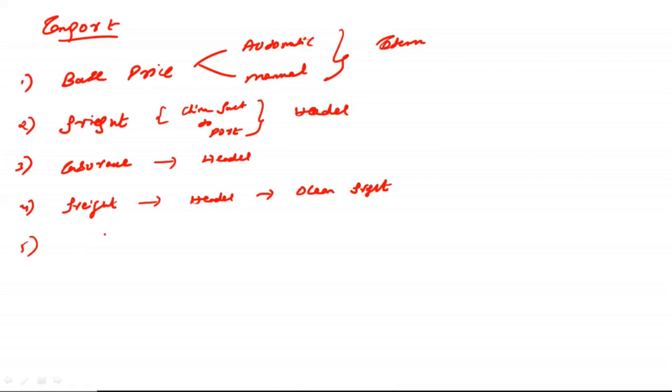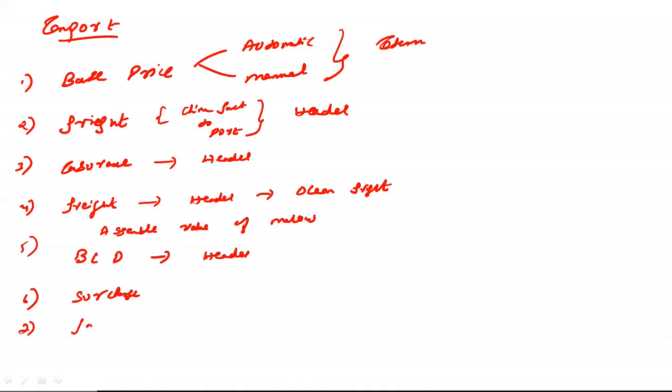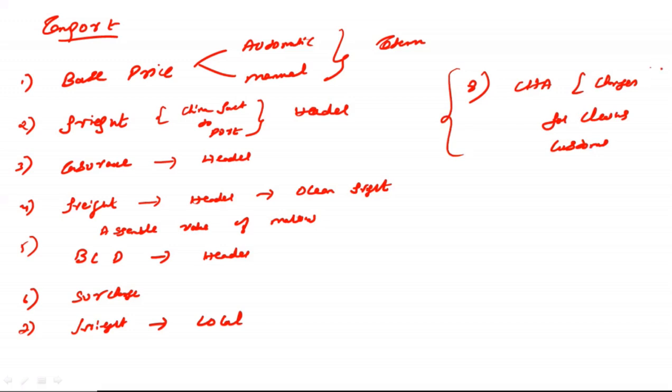Then as soon as it reaches India, you call it as assessable value of material. Now you are going to pay the basic custom duties. This is going to be at header level. Then you have the surcharge. Then again you have the freight. This is local freight. Then you have the CHA charges. Charges for clearing customs. So this is additional.